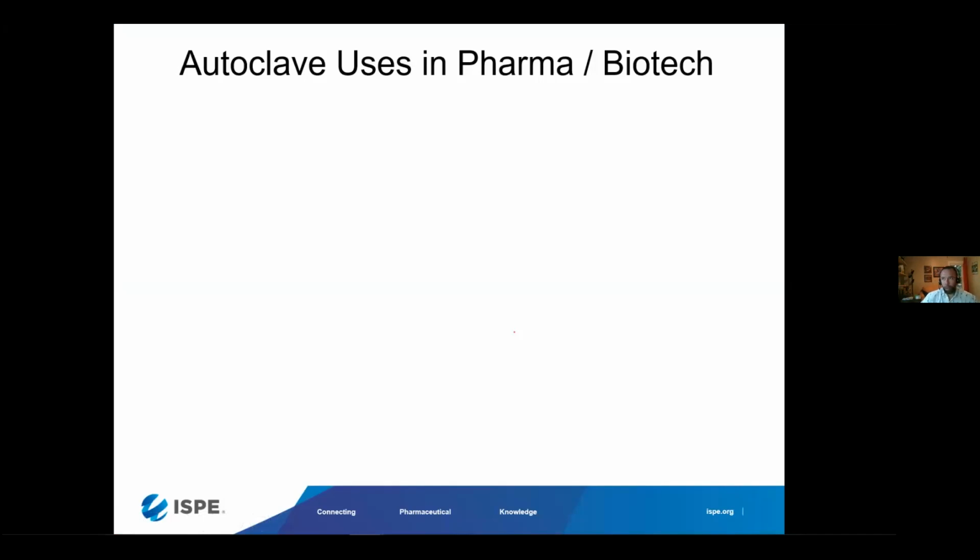So an overview of how we're using autoclaves today in the pharma and biotech industry. This is, again, a high level example. This specific purpose is contamination control, to kill the microorganisms like we talked about.